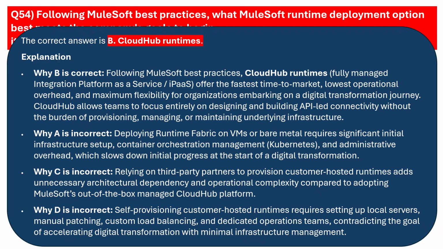Why C is incorrect. Relying on third-party partners to provision customer-hosted runtimes adds unnecessary architectural dependency and operational complexity compared to adopting MuleSoft's out-of-the-box managed CloudHub platform. Why D is incorrect. Self-provisioning customer-hosted runtimes requires setting up local servers, manual patching, custom load balancing, and dedicated operations teams, contradicting the goal of accelerating digital transformation with minimal infrastructure management.